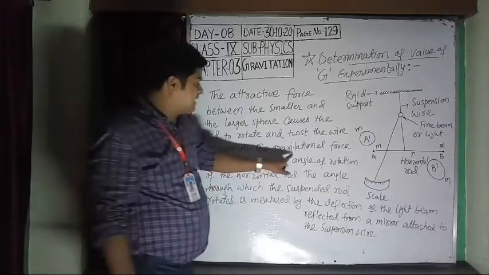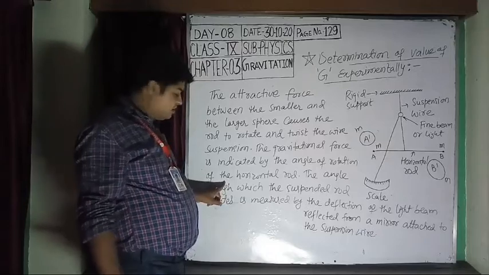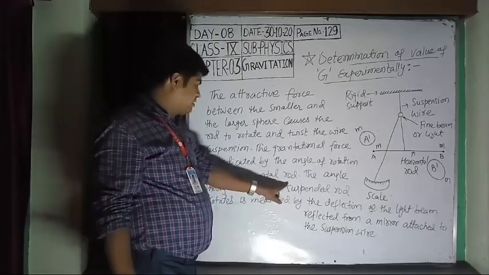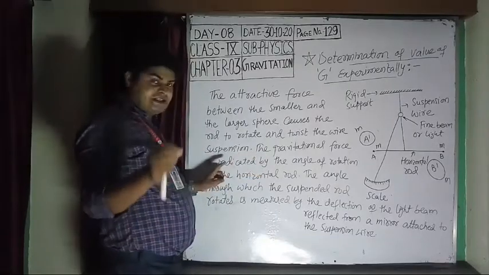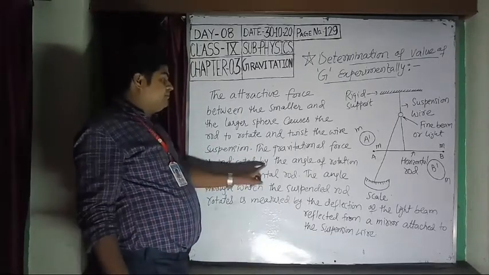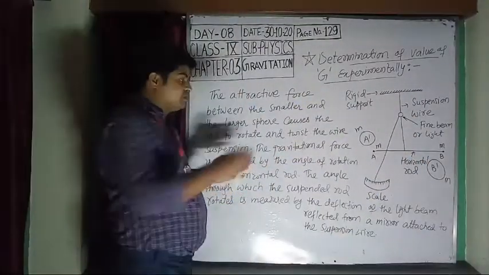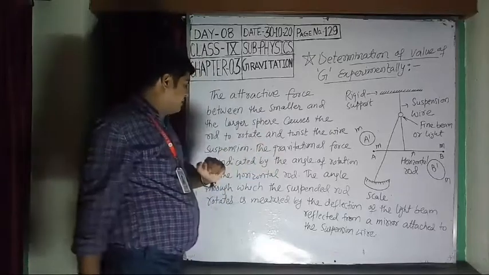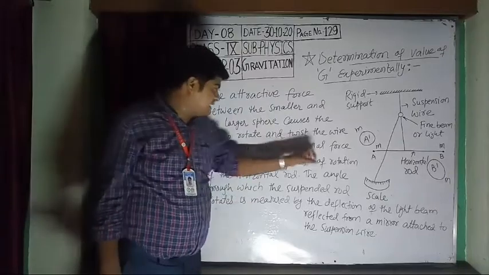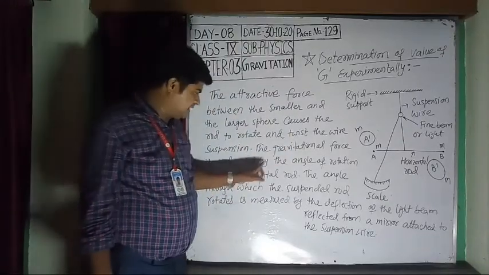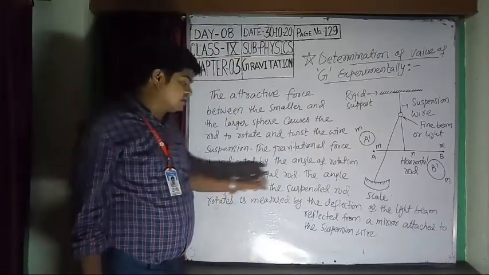The gravitational force is indicated by the angle of rotation of the horizontal rod. The value of the gravitational force is measured by the angle of rotation of this rod. This horizontal rod moves in some direction, through some angle, and this gives the value of the gravitational force.